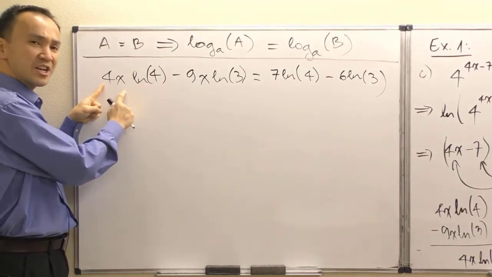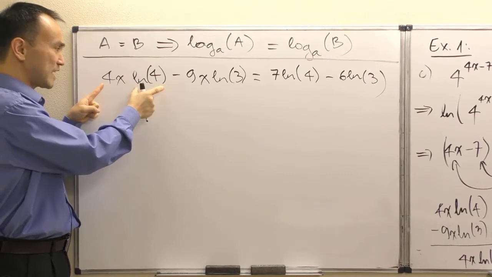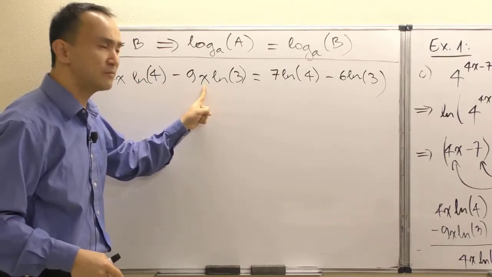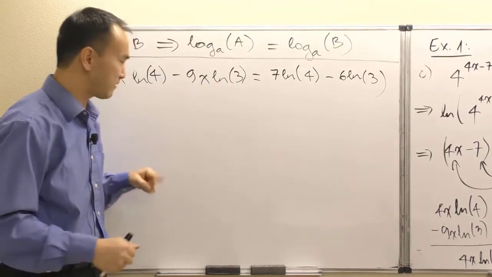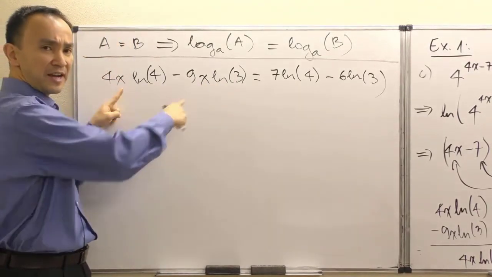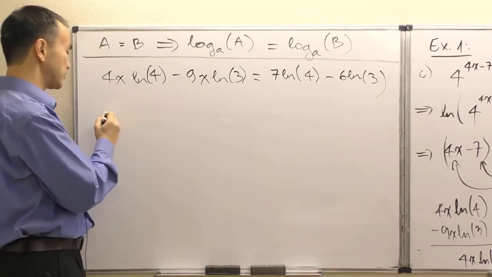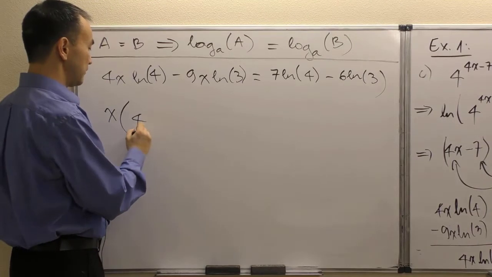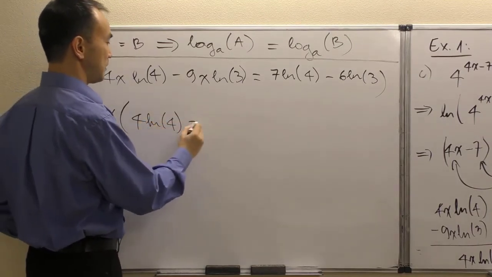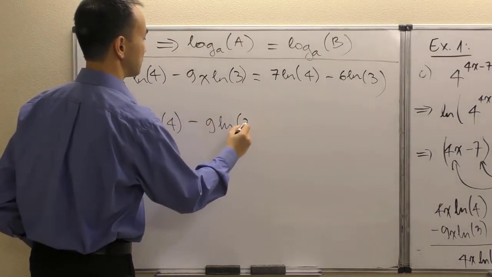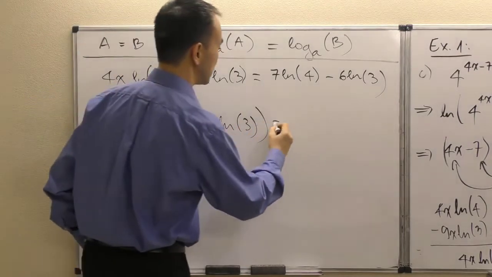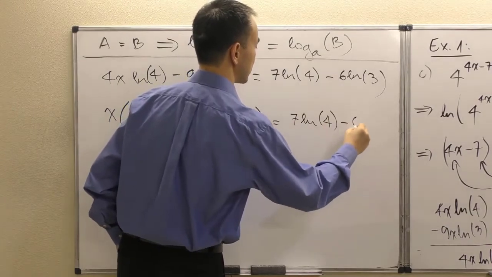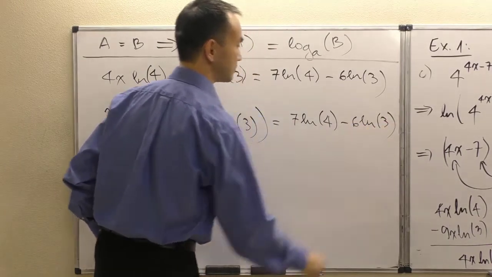So x is the unknown. So it's really 4 times natural log of 4 times x. This is 9 times natural log of 3 times x. What I'm trying to point out now is that we can see the x here as a common factor. Okay, so now I'm going to factor out the x. And then we have left behind 4 natural log of 4 minus 9 natural log of 3, and that equals 7 natural log of 4 minus 6 natural log of 3.